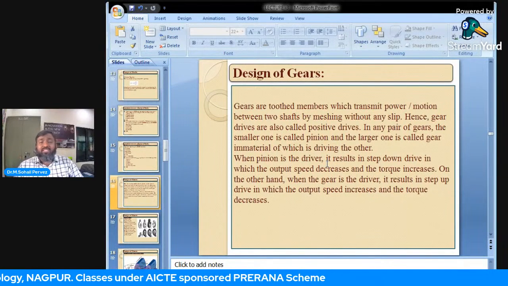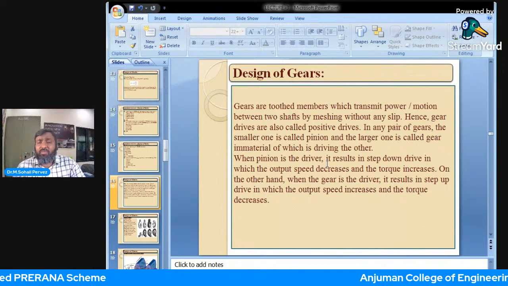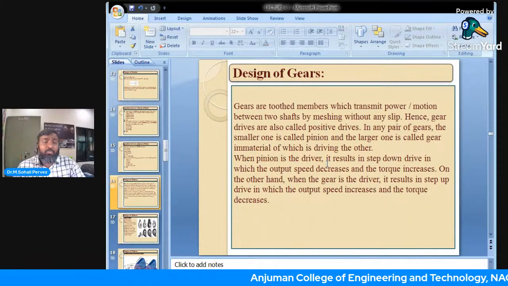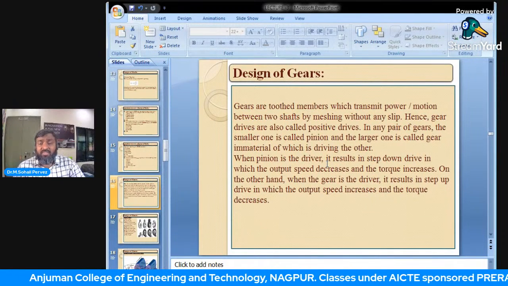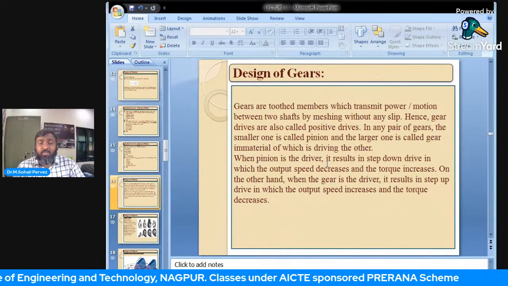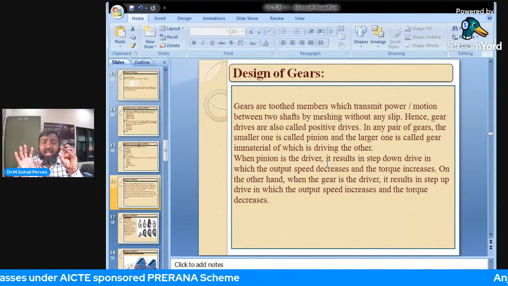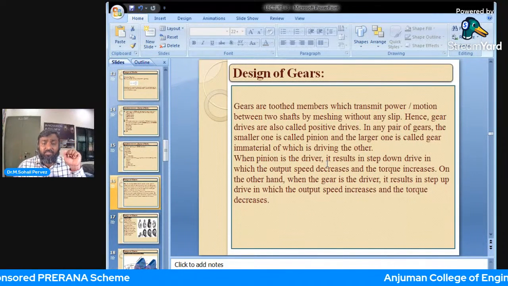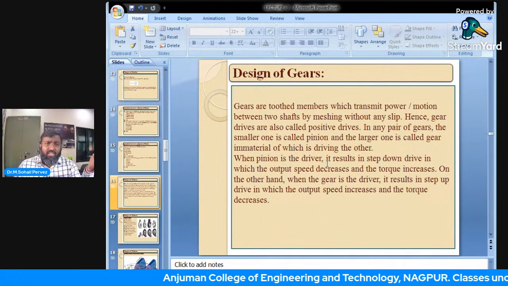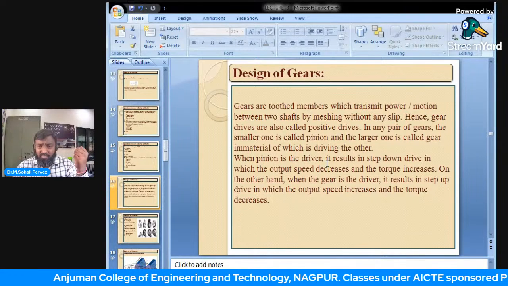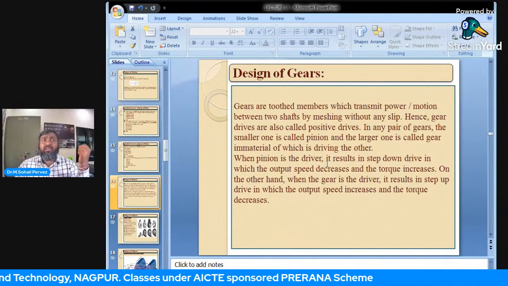Now, what is a gear? Gears are toothed members which transmit power or motion between two shafts by meshing without any slip. Hence, gear drives are also called positive drives. In any pair of gears, the smaller one is called the pinion and the larger one is called the gear, irrespective of which is driving the other. Sometimes the pinion may drive the gear, sometimes the gear may drive the pinion. When the pinion is the driver, it results in a step down drive.